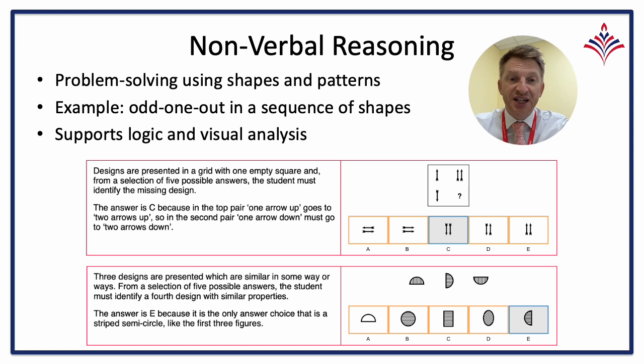Non-verbal reasoning is problem solving using shapes and patterns rather than words. Children might be asked to spot the odd one out in a sequence of shapes. It tells us how well they can process visual information, which is important for logical thinking, for science and technology subjects. And again, here are some examples of questions that your children might face when they come to do the CAT4 assessment.